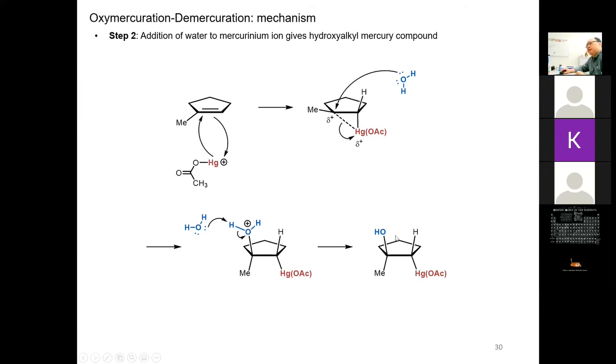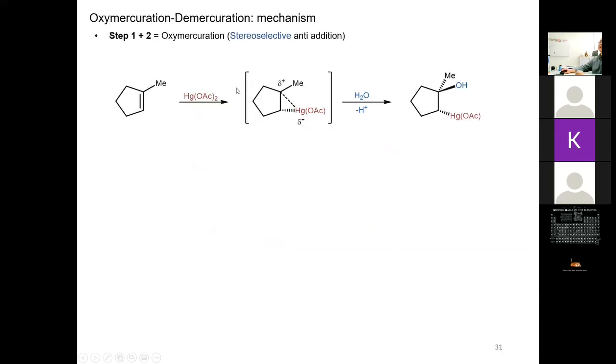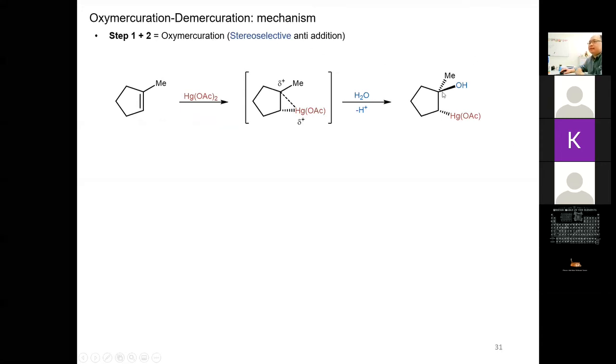So this product is trans because the OH will attack on the backside of this bond to break here, right? So the OH and the mercury are on different sides of the alkene, right? So step 1 plus step 2, the oxymercuration, is an anti-addition, all right?